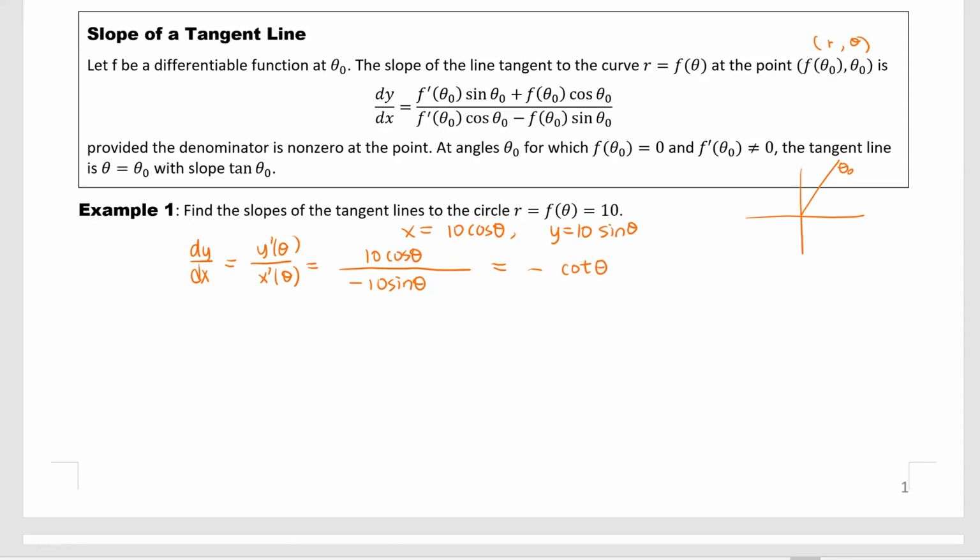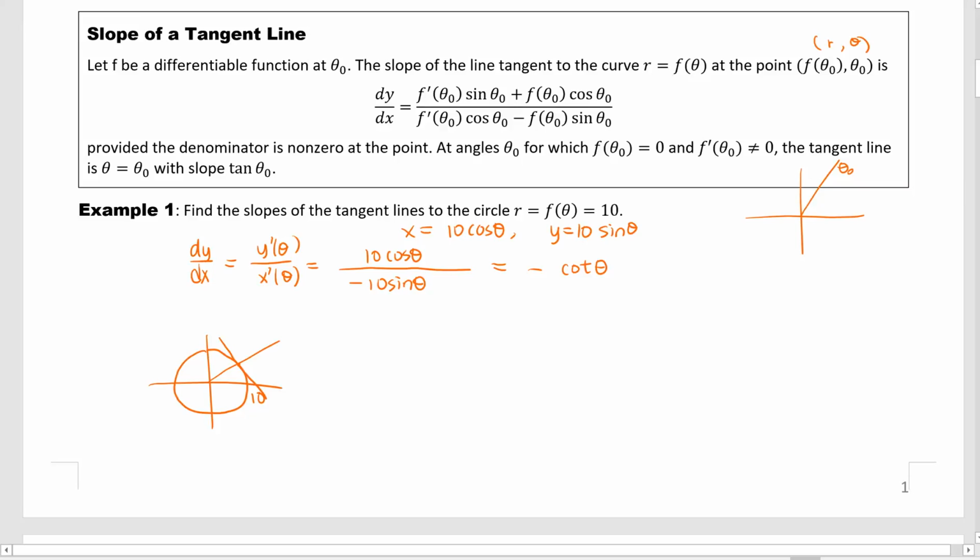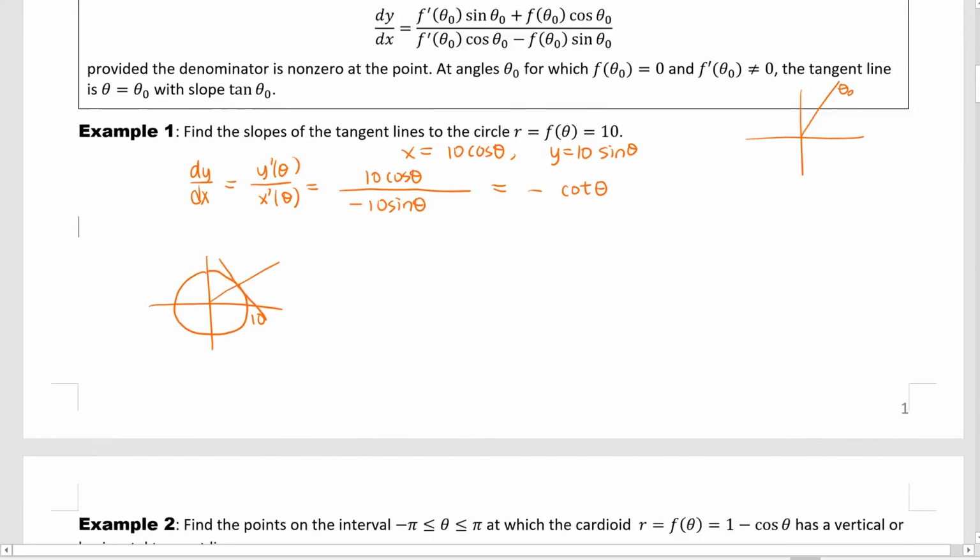And this is the circle, so we can draw the picture. So this is a circle with radius 10, and at each theta, let's say here, this is the theta, then the slope here is negative cotangent theta. Alright, so that is it for example 1. Because we're looking for the slope of tangent lines, and we didn't have a specific angle theta, it's a function of theta. Alright, let's continue.